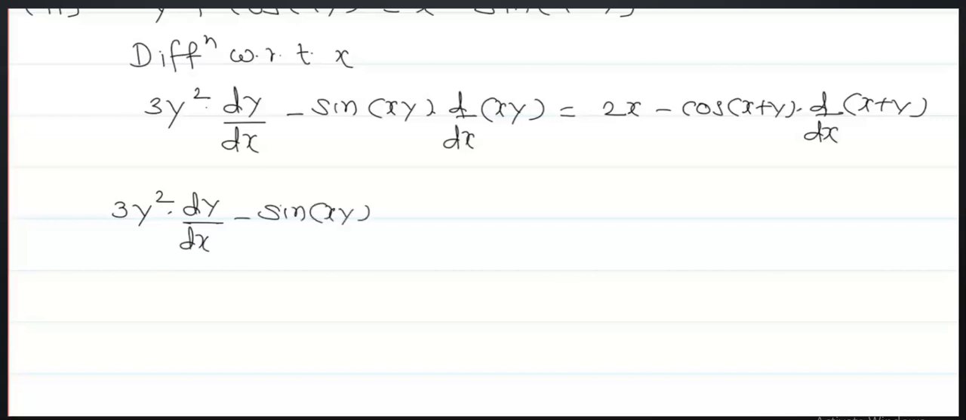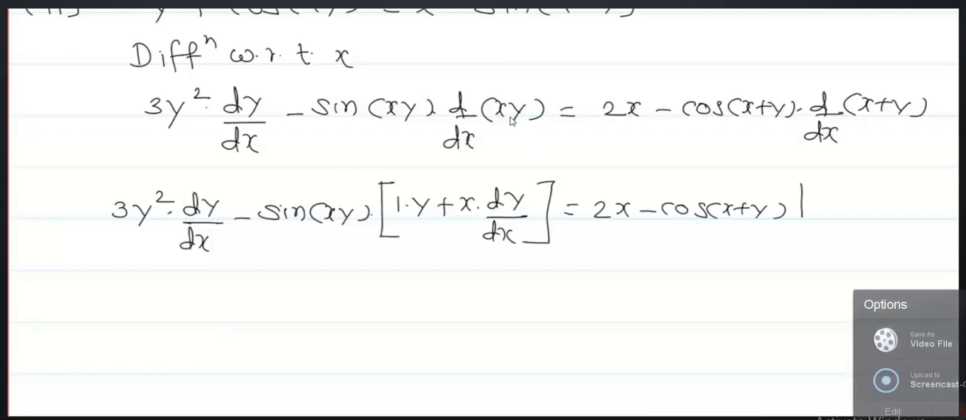That is 3y square into dy by dx. Now here is sin of xy and the derivative of xy. The derivative of x is 1 into y plus x into the derivative of y, which is dy by dx. Here is 2x minus cos of x plus y and d by dx of x plus y. The derivative of x plus y is: the derivative of x is 1 and the derivative of y is dy by dx.